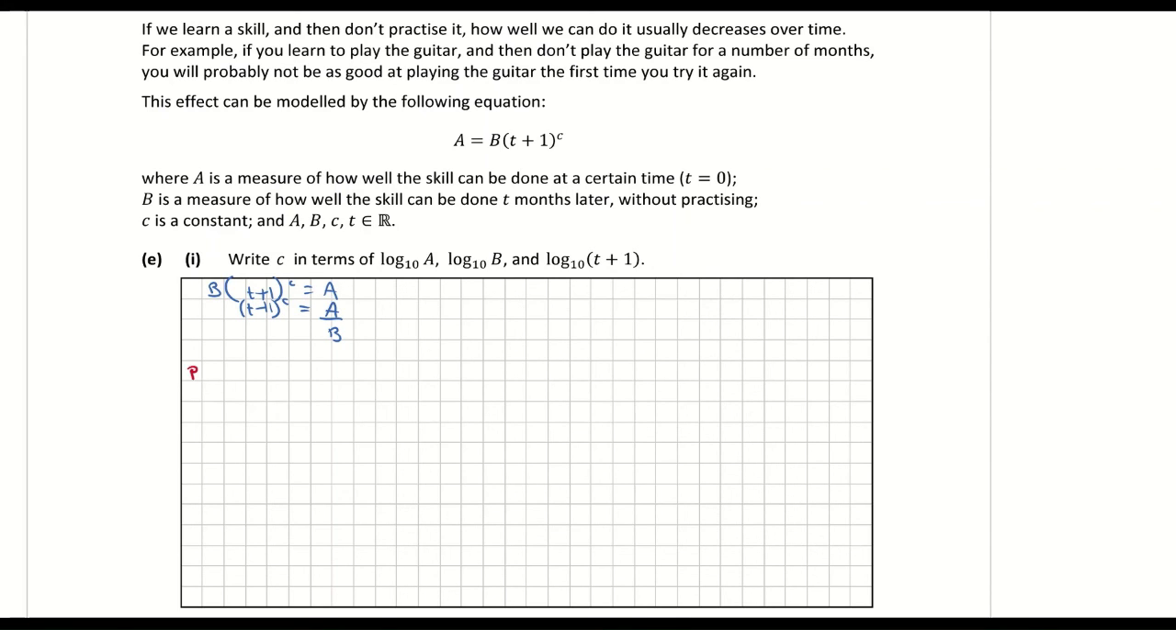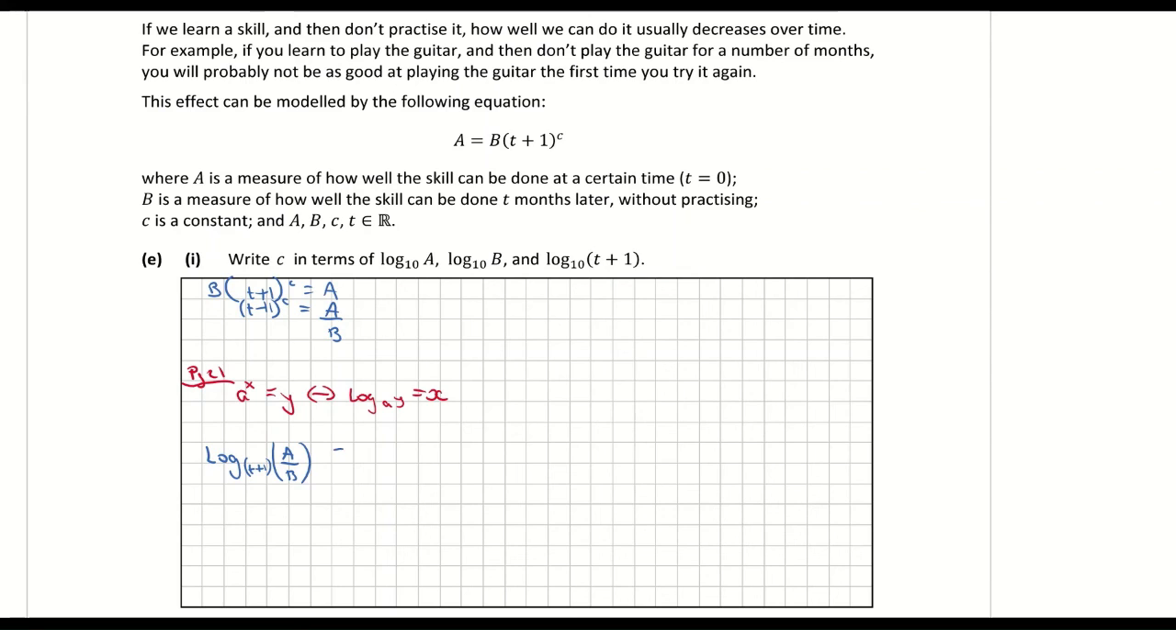Log tables now, page 21. Let's see, can we start changing this around a little bit? From the logs, we know that a to the power of x is equal to y implies that log of y to the base a is equal to x. So that's page 21, bottom right hand corner. So let's change this around a wee bit. That then will give us log of my y. My y in this case is a over b, to the base of, well, the base here is a little bit trickier. The base here is going to be t plus 1.